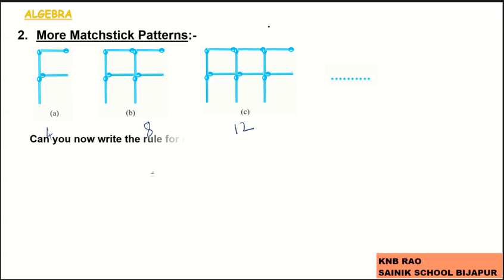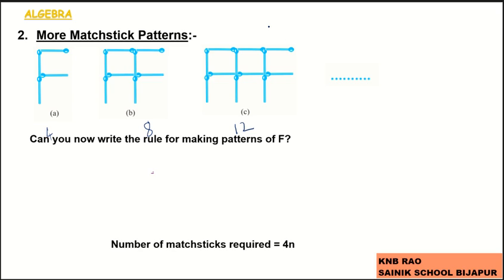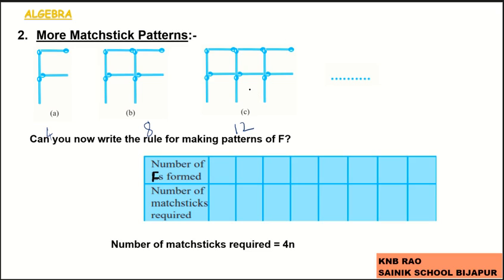Children, here if the question is asked, can you now write the rule for making patterns of F? Obviously, yes. What is that? It is 4n. The number of matchsticks required will be 4n. That you can cross check by seeing this table. For 1 F we require 4, for 2 F's 8, for 3 F's 12, for 4 F's 16, and for 5 F's 20 and so on. For n number of F's, you require 4 times n matchsticks. So I formed again a generalization.